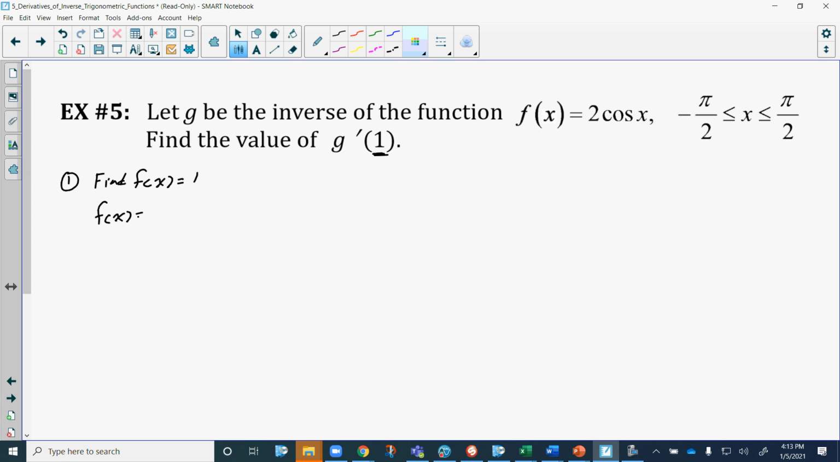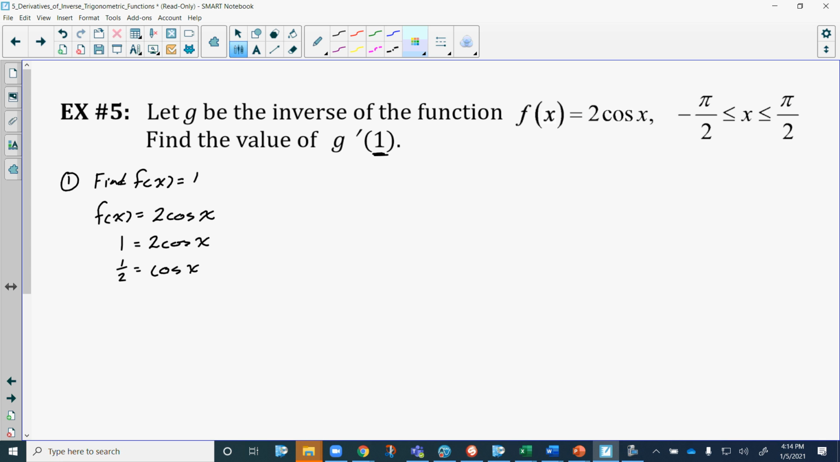F of x is equal to 2 cosine of x. And we want to know when that is going to be equal to 1. So we'll substitute the 1 here, and that'll give me 1 equals 2 cosine of x on the right side. So that'll give me 1/2 is equal to cosine of x. And again, this is where we take the inverse of something and we want to know, okay, well, when is cosine of x actually going to be equal to 1/2?